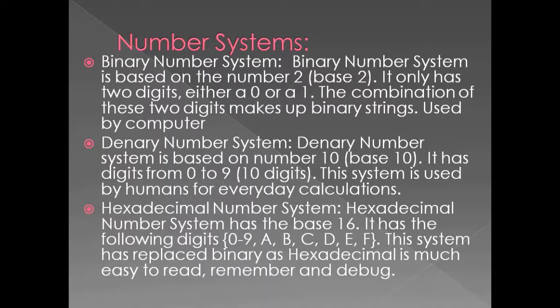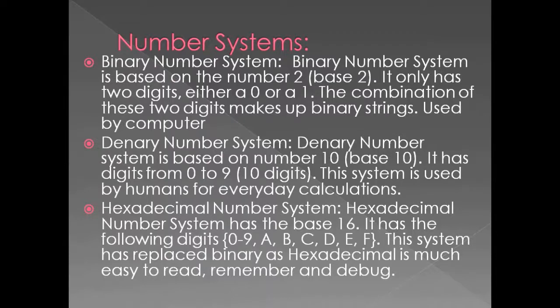Basically, in Cambridge there are 3 number systems that are a part of your syllabus. There are many other number systems available as well, such as the octal number system and so on, but they are not a part of the Cambridge syllabus. In Cambridge you only have to deal with 3 number systems: binary number system, denary number system, and hexadecimal number system.